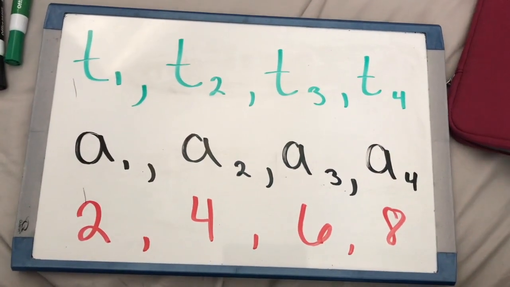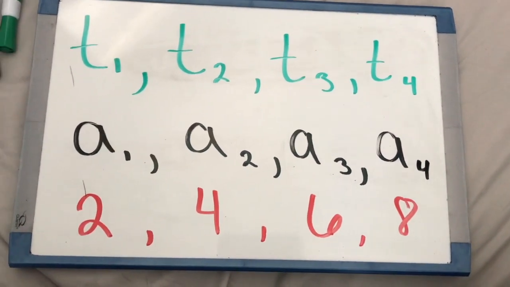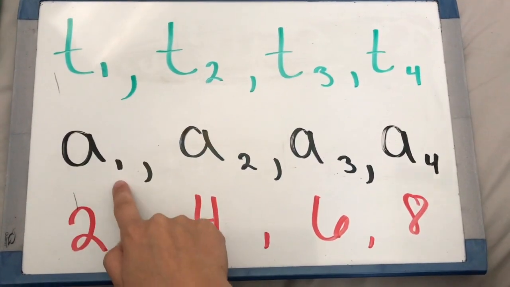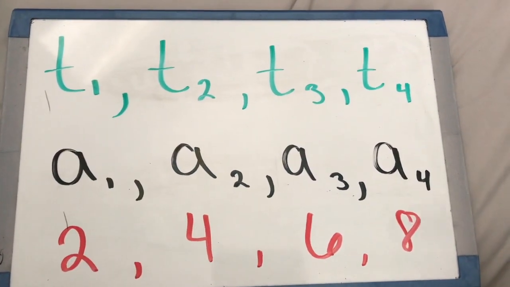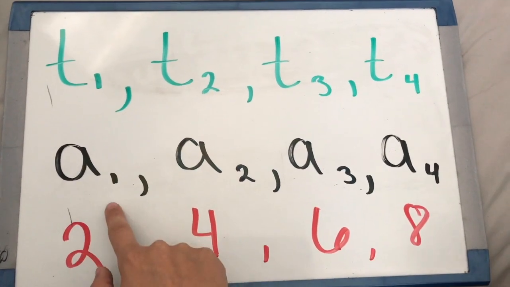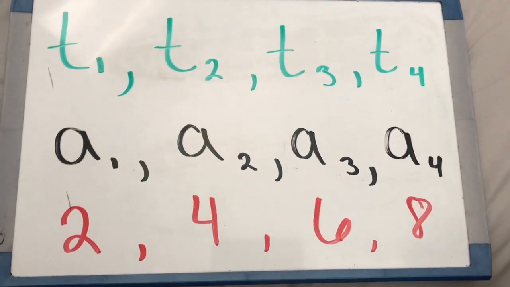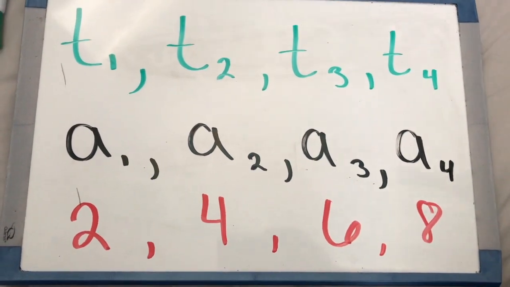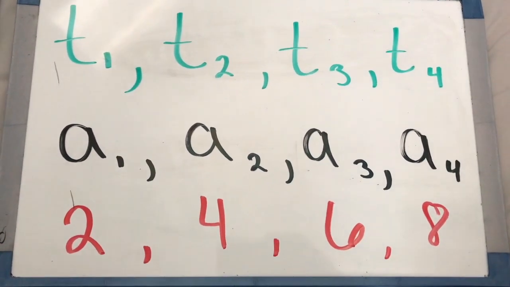Okay, so the first thing to go over here is that t of 1 and a of 1, these are the same thing. So the small number right here just tells you which term it is. So t of 1 and a of 1 just means the first term.